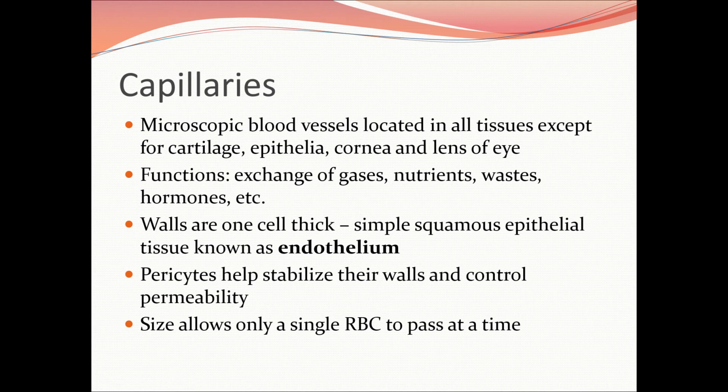Therefore, pericytes will help stabilize their walls and control permeability. And these are not parasites like worms or harmful bacteria. They're peri, for surrounding, and then cyte, for cell. So these are going to be cells that surround the capillaries. The small capillary size allows only a single red blood cell to pass through at a given time. If you recall, that's one reason why the red blood cells have that biconcave shape and are so flexible.